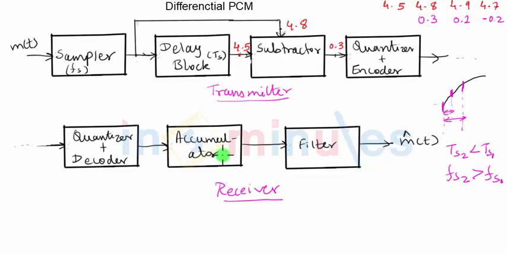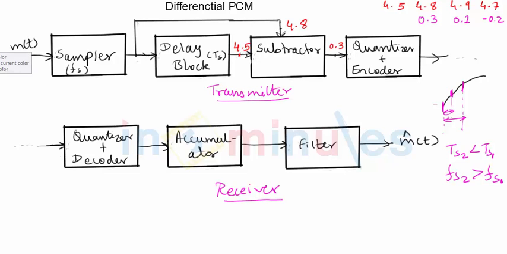Why do we use an accumulator? For a simple reason that we had subtracted the sample values on the transmitter side. Now we have to go on adding the differences to the previous sample so that we keep on generating the original sample values. Now how will this process take place?